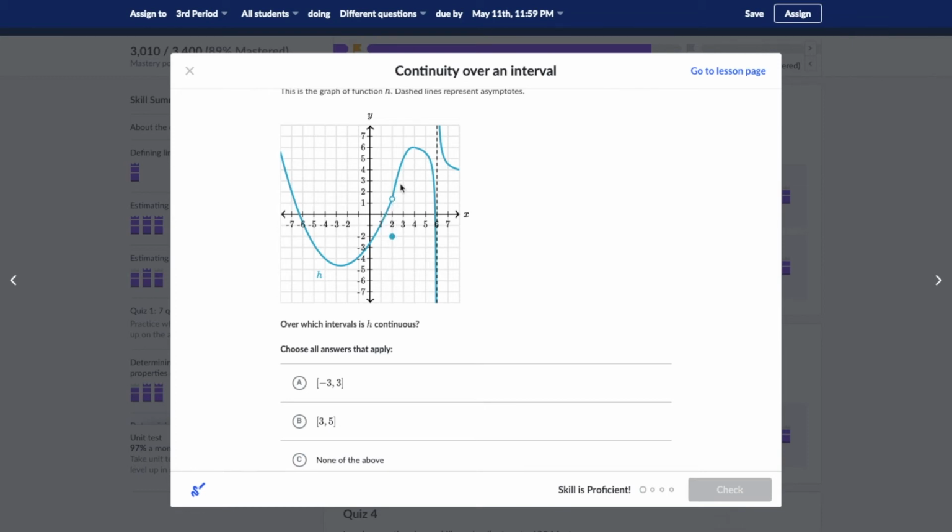This is again called a removable discontinuity. There's a hole, your side limits exist, your general limit exists, but your function value doesn't agree with what the general limit is. That's a removable discontinuity. It's like they've taken this point and removed it, and maybe they place it elsewhere, and maybe they don't. But the point is, there's one open circle removed from the rest of the connected graph. So not continuous there. What about from 3 to 5? From here to here, no open circles, no infinite discontinuity, no jump, so it is continuous on 3 to 5.